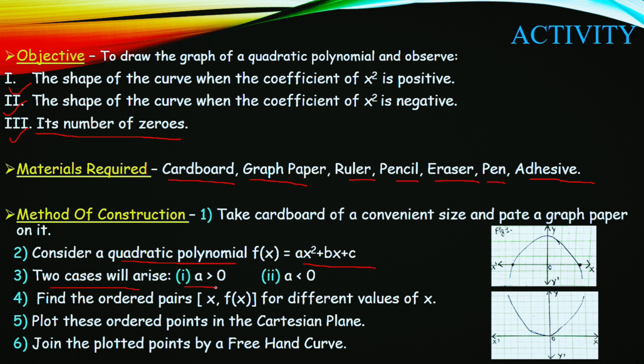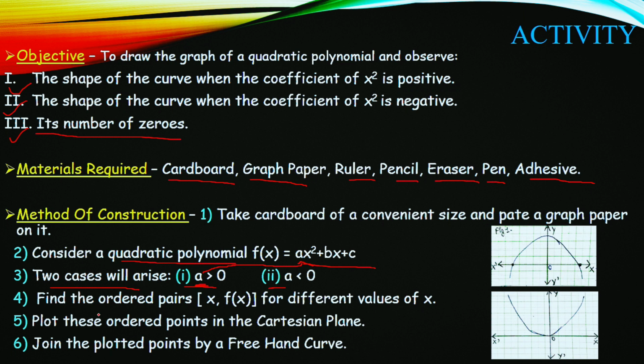The first case is a is greater than 0. What is this letter a? This letter a represents the coefficient of x square. It means the coefficient of x square is greater than 0. And the second case that will arise is a is smaller than 0.